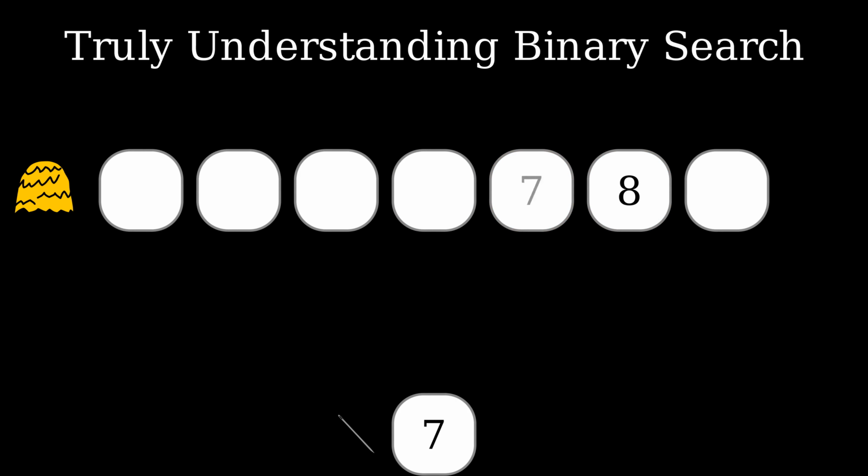Binary search will, in general, only access a number of elements logarithmic in the size of the haystack, and therefore its complexity is theta of log n.